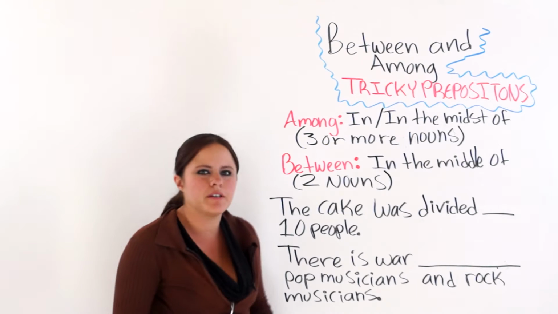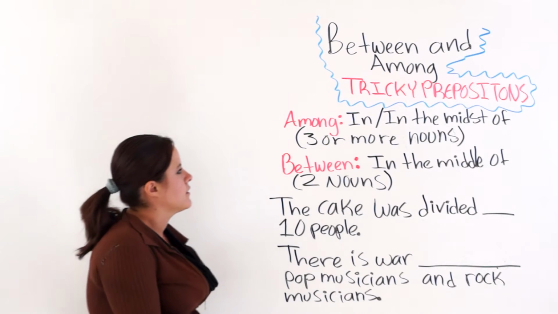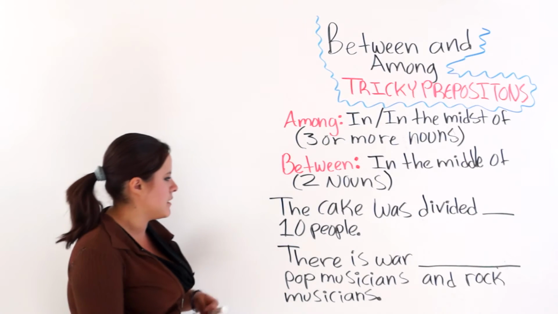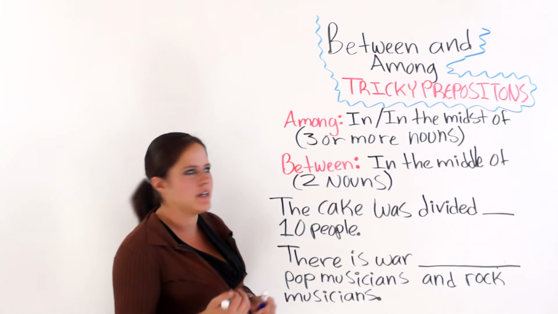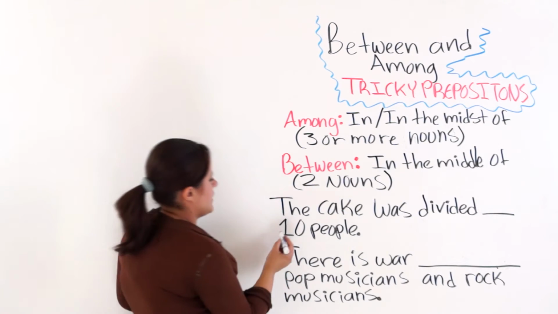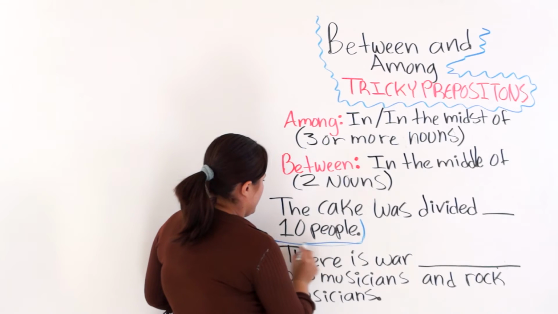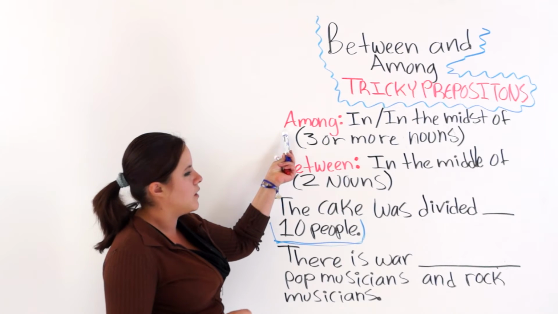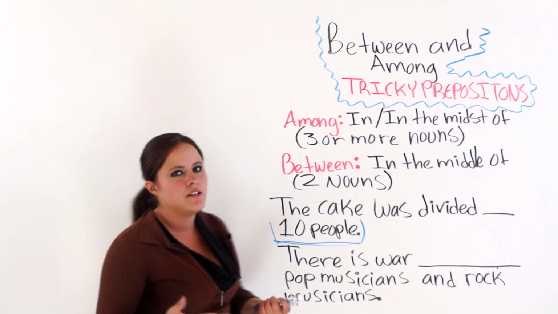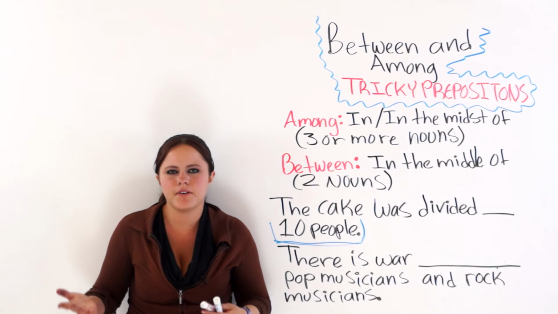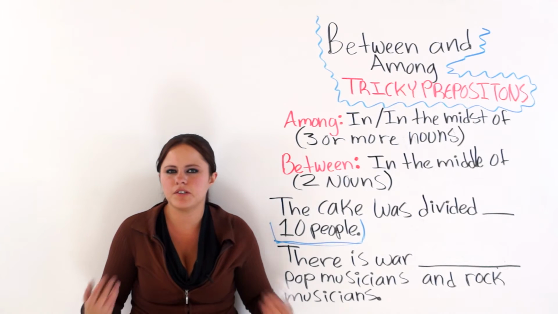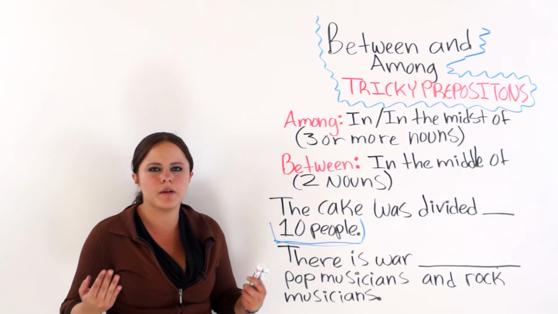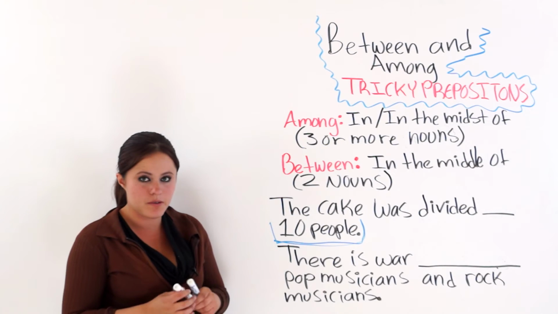Now you are going to help me fill in the blanks with the correct preposition. The first one says the cake was divided blank 10 people. We know that we are talking about 3 or more nouns. 10 people, 10 nouns. So we are supposed to use among, right? If I said the cake was divided between Sarah and Luke, since we would be talking about 2 people, then we would use between. But since we are talking about 10 people, we must use among.